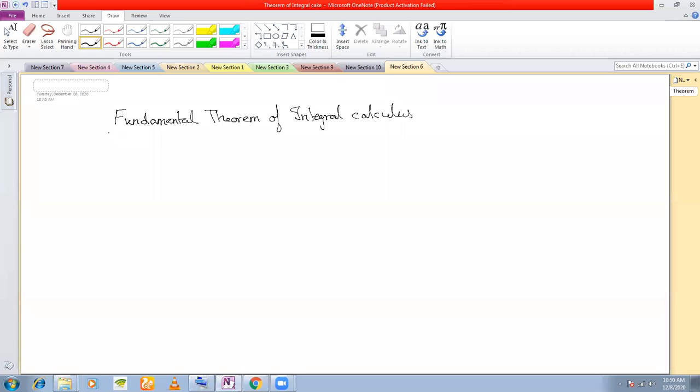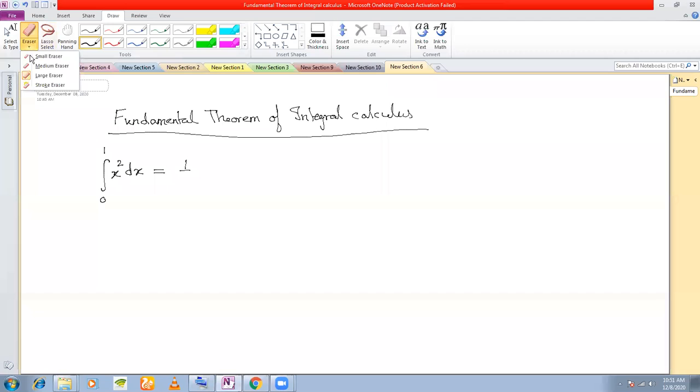Now, very simple example of fundamental theorem. Suppose I give you an integral from 0 to 1 of x square dx. How do you evaluate this integral? If you use the fundamental theorem, you were taking 1/3. You were evaluating this as an indefinite integral first, right?